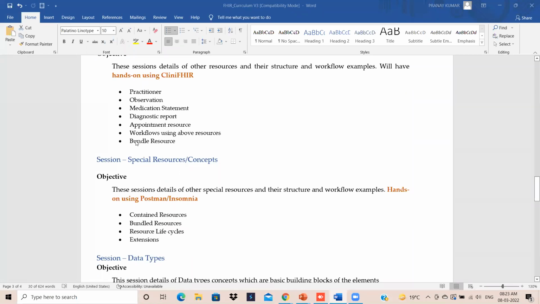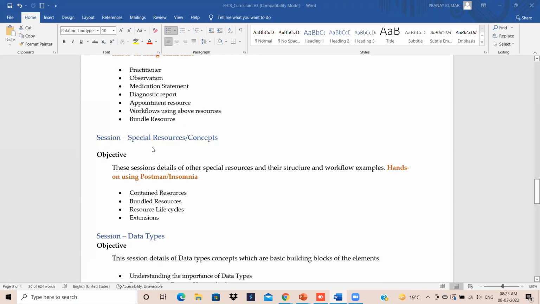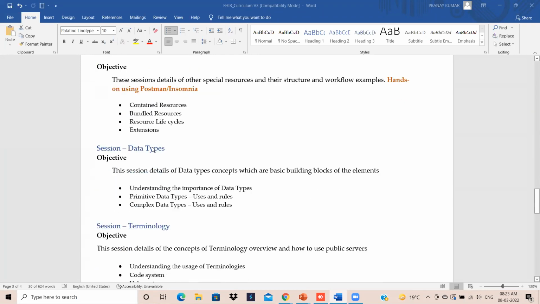Okay, then we'll talk about bundle resources, one of the most important and mostly used resources. We'll talk about bundle resources in detail. Then we will also talk about other types of special resources that we have. I categorized them as special because they don't fall under the normal resources category, like contained resource, bundle resource, extensions, and resource lifecycle. So these are 4 concepts that we will look at in detail.